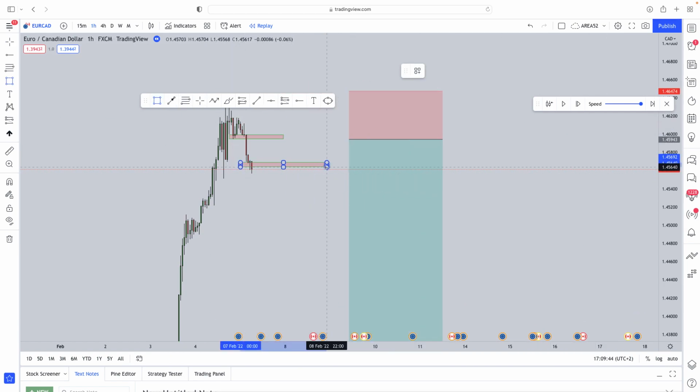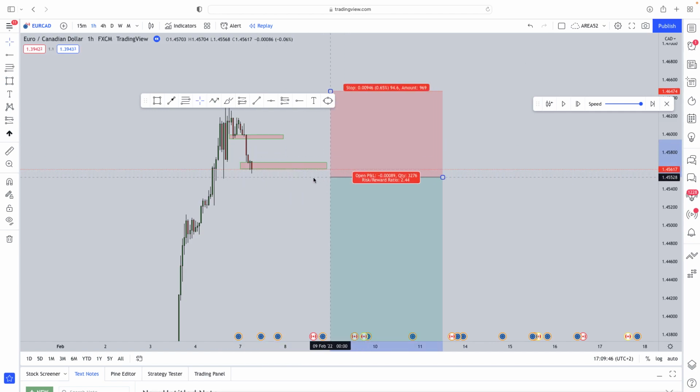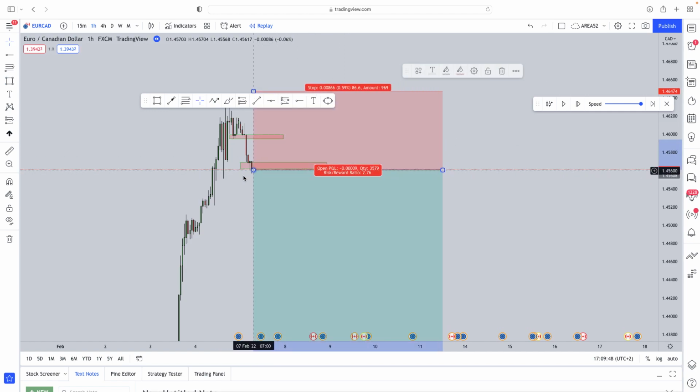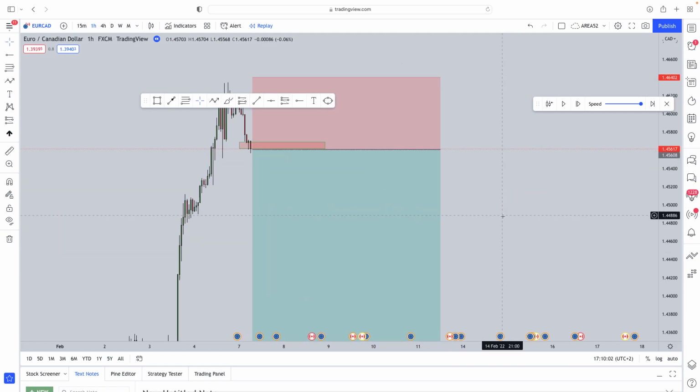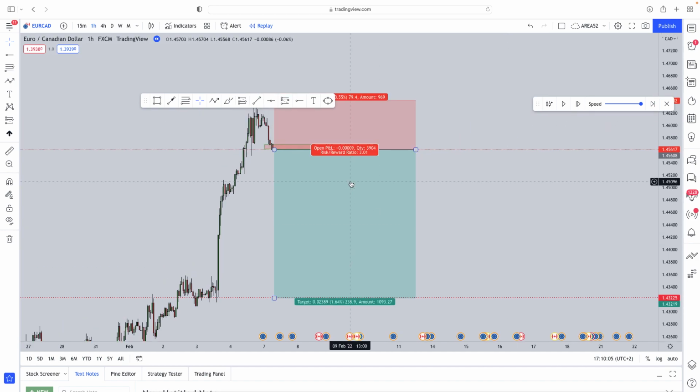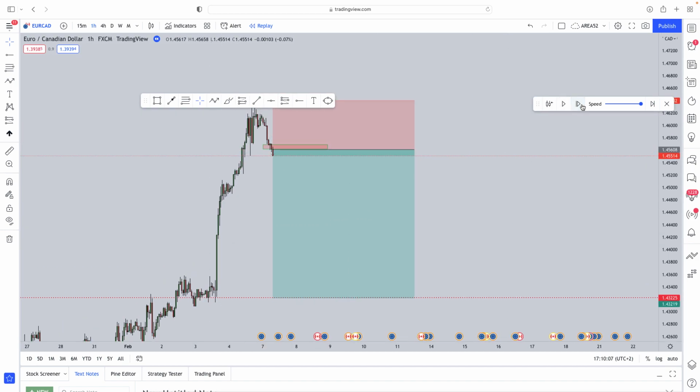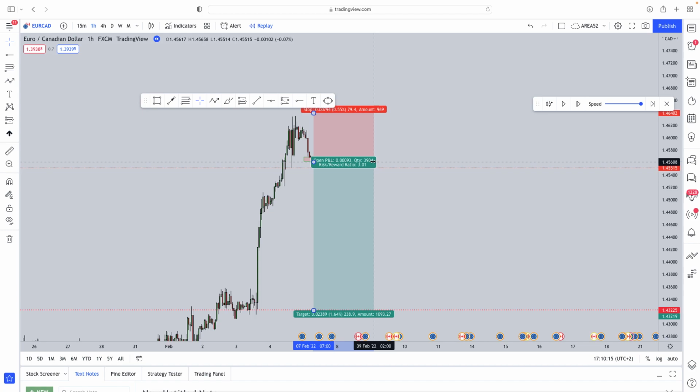So this level over here, this is now going to be the structure that we are going to make use of, because this level here is now acting as support, and we expect support to get broken and then be tested as resistance. All we do is we just bring our stop loss for that 1 to 3 over there, and let's see if the order gets filled. So okay, the order gets filled basically right away. If you want to, you can also sell at the current price. It really doesn't matter. This is a very low risk way of trading.